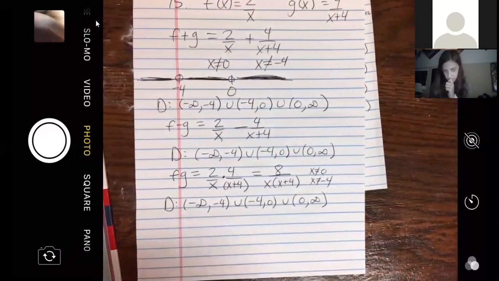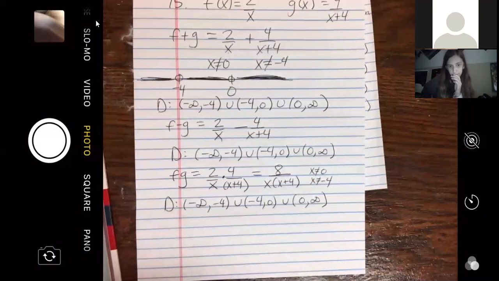Questions about that? So problems with fractions like this, is that kind of how it's going to be? Its domain is going to be very similar, if not the same. A lot of these things, the domain is similar.